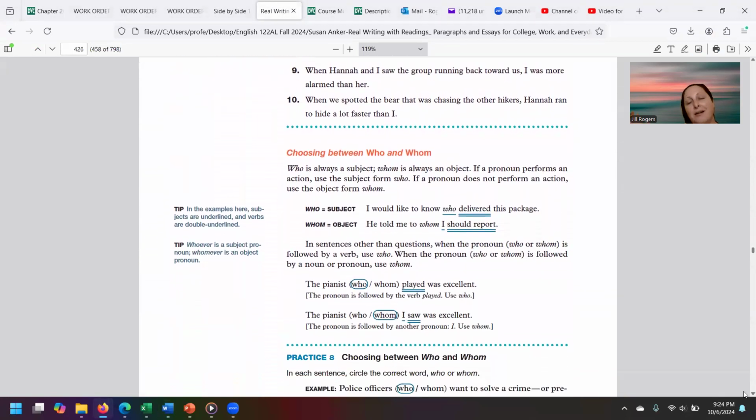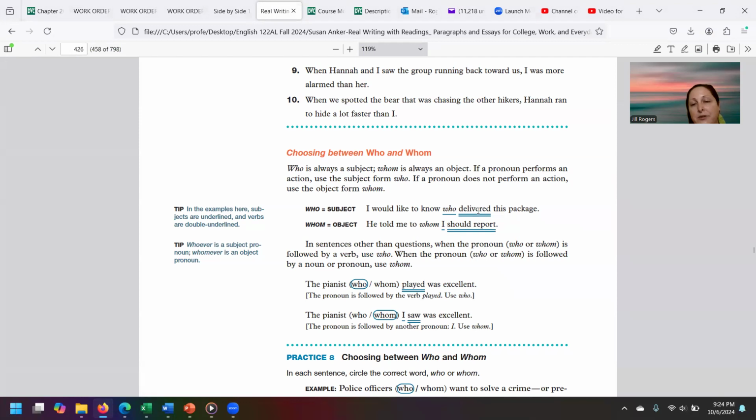This is easy. Whom, who. Before I even start telling you what this is about: who is followed by a verb in sentences. Whom is followed by a noun or pronoun. That's it. Choosing between who and whom: who is always a subject and whom is always an object. That might confuse you.